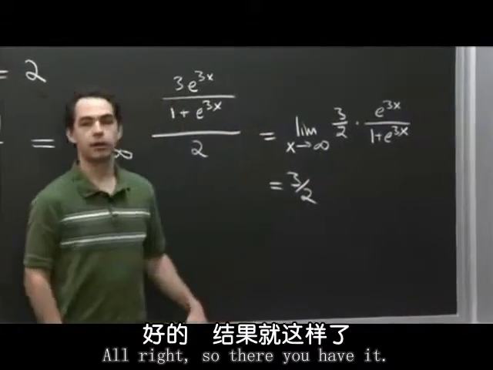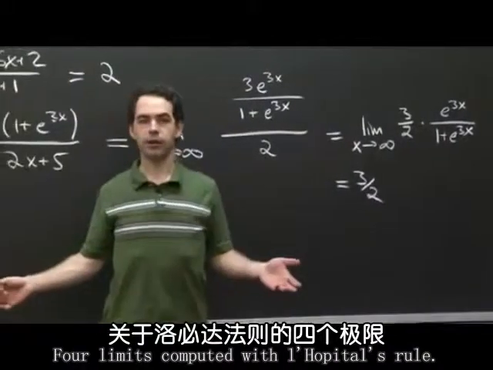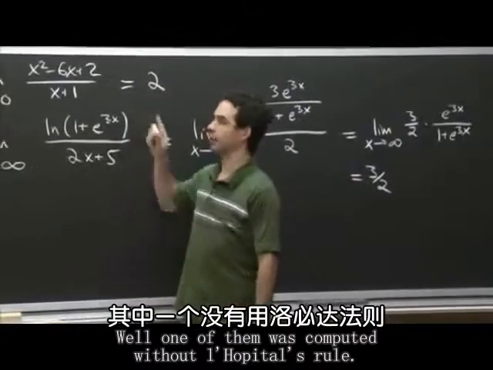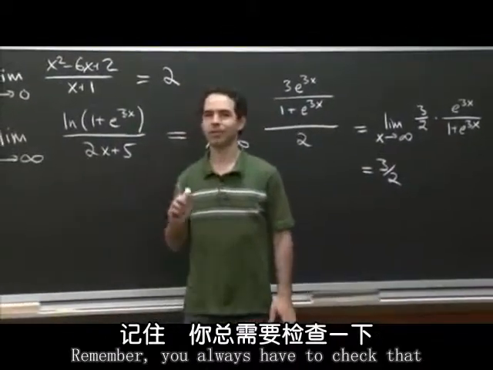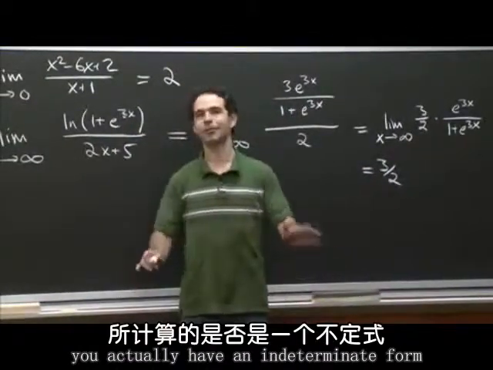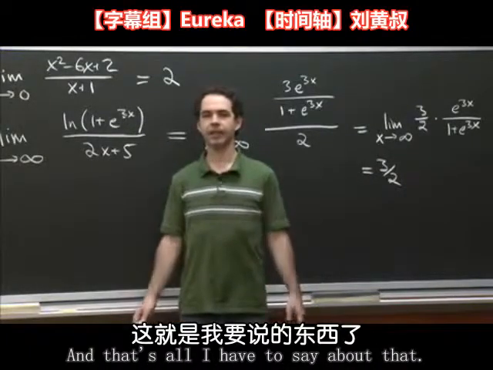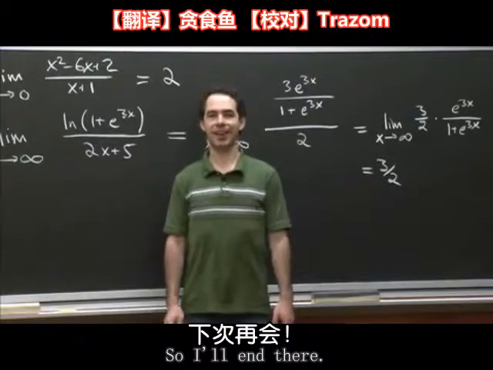All right, so there you have it. Four limits computed with L'Hopital's rule. Well, one of them computed without L'Hopital's rule. Remember, you always have to check that you actually have an indeterminate form before you apply L'Hopital's rule. And that's all I have to say about that, so I'll end there.